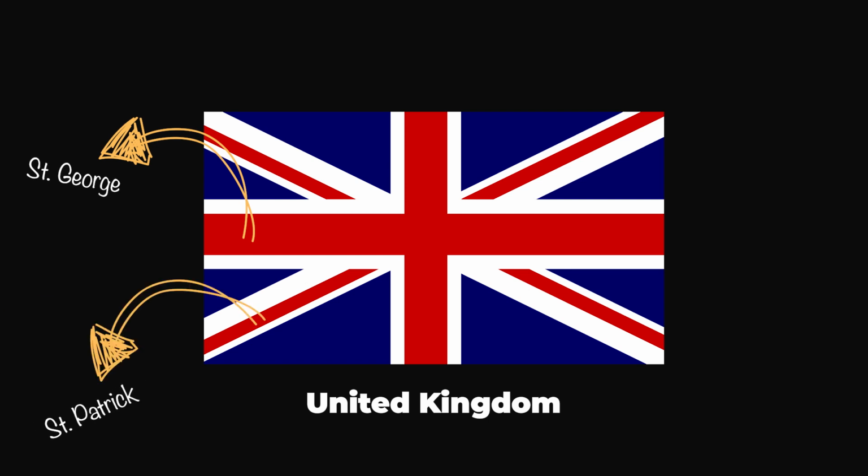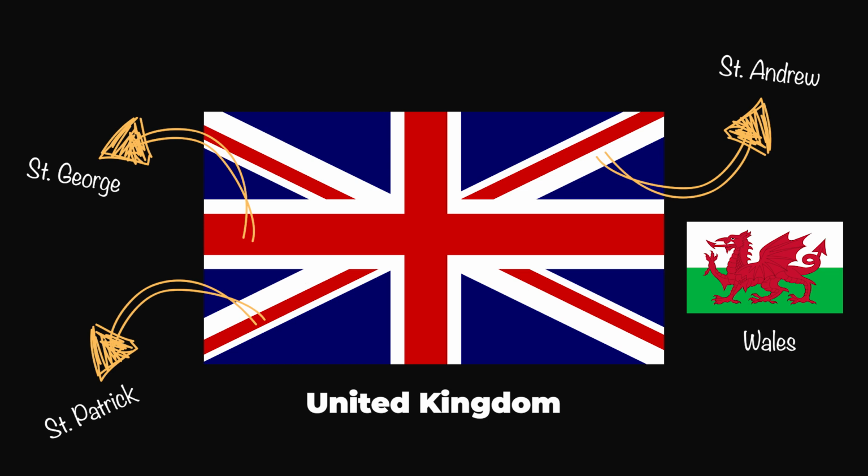The flag consists of the Red Cross of St. George, patron saint of England, the Cross of St. Patrick, patron saint of Ireland, and the Saltire of St. Andrew, patron saint of Scotland. Wales, while part of the UK, is not represented in the Union Jack, as at the time the flag was designed, Wales was part of the Kingdom of England.